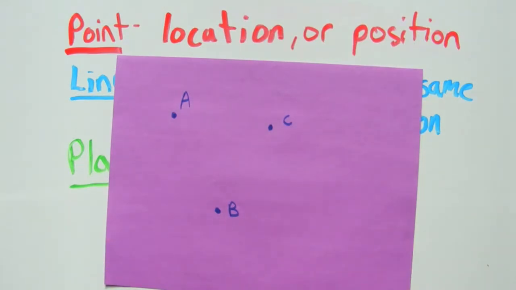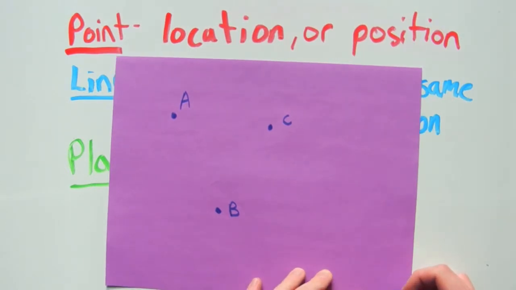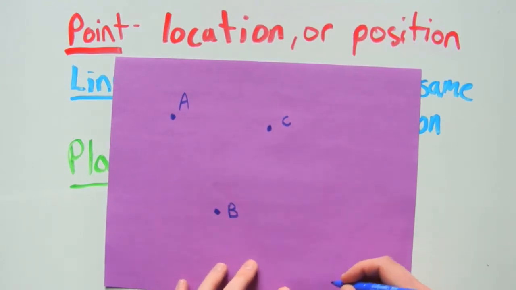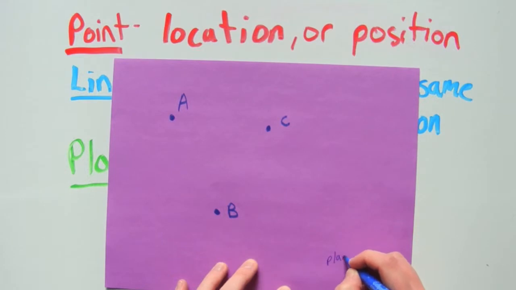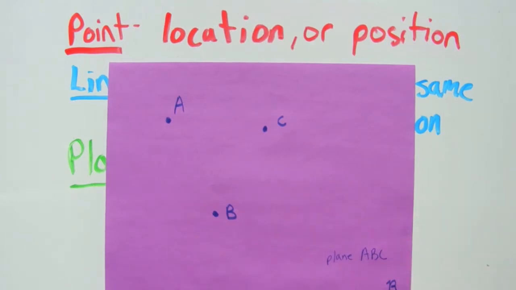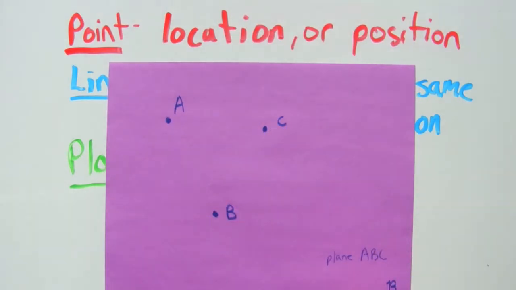The way you label a plane is we could call this whole plane R. So this is plane R, or we could say plane A, B, C, or any combination. We could say plane ABC, plane BCA, plane CBA, plane CAB, and so on. So there would be 6 different combinations for how we could name this plane plus plane R.